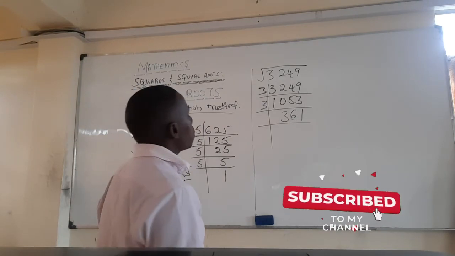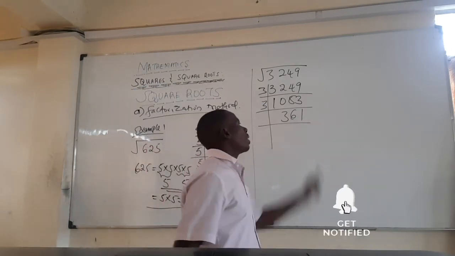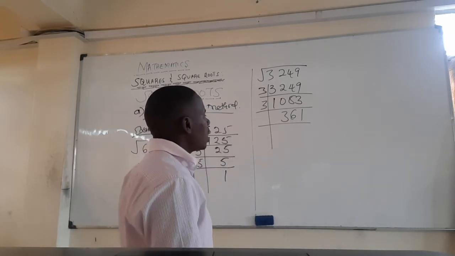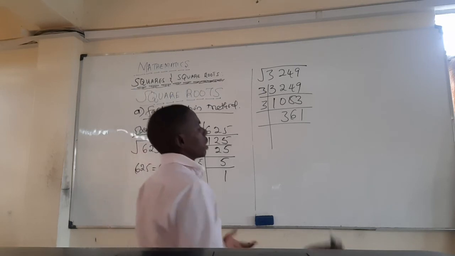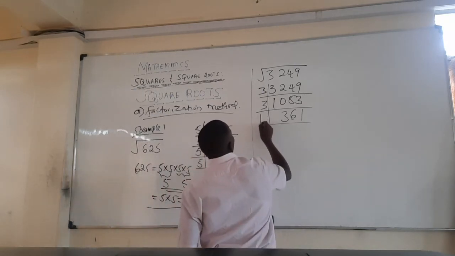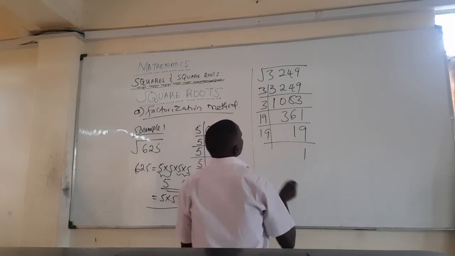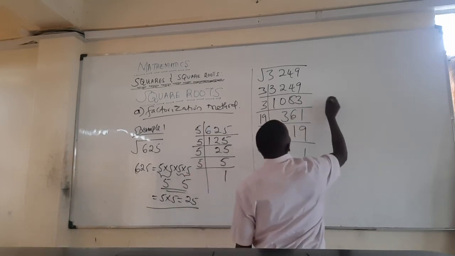Another thing that can guide you is the last number there that you're going to divide with. Like now you see 19 times 19. 9 times 9 is 81. So you can be able to get that. So you get 19 because of 19. Then 19, 1.